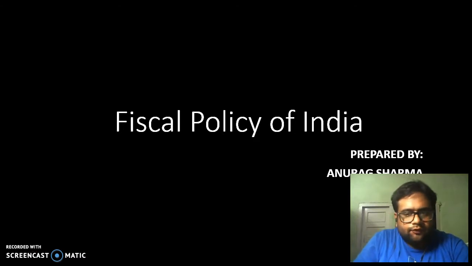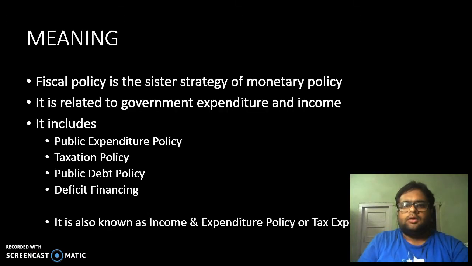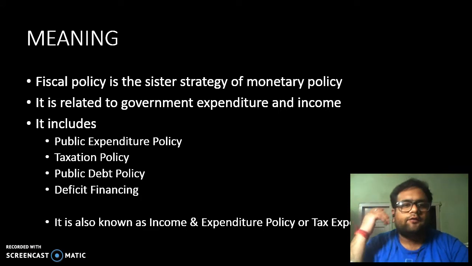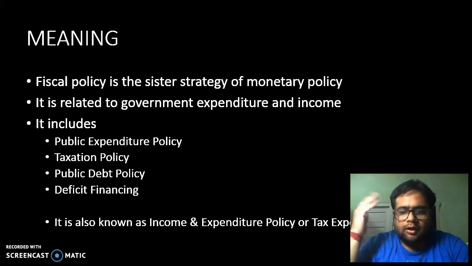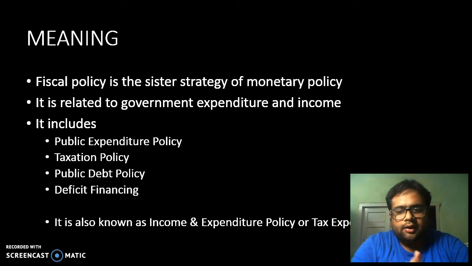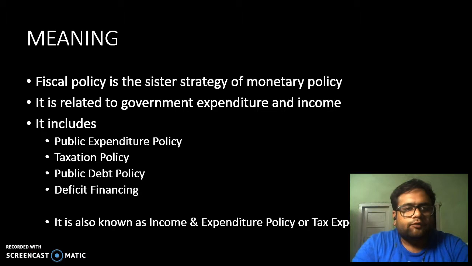Let's begin with the topic: what is fiscal policy. So, meaning of fiscal policy. To discuss any topic, first of all we need the basic introductory portion. I'm talking about fiscal policy. First of all, I would like to explain the meaning of fiscal and the meaning of policy. Fiscal means finance in our economics terminology. Whenever we talk about the word fiscal year, it means financial year. So here I'm talking about fiscal policy.